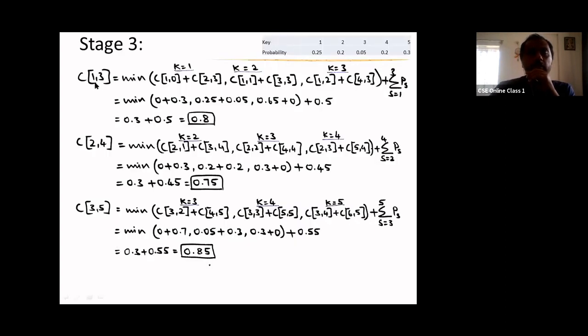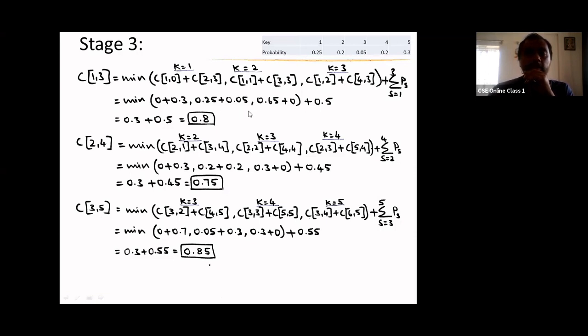So C of 1 comma 3. Now we have 3 options here. Either we can choose key as 1 or key as 2 or key as 3. So if we choose key as 1, we'll get C of 1 comma 0 plus C of 2 comma 3. If we choose key as 2, then we'll get cost of 1 comma 1 plus cost of 3 comma 3, and so on.